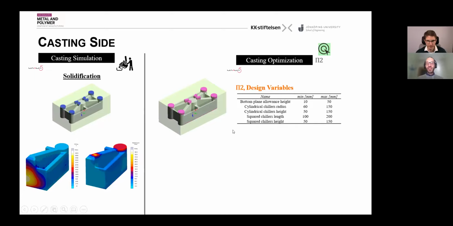So the design variables in that case were just related to the casting process, because all the variables related to the geometry of the components are related to the structural optimization. So we could change the allowances on the bottom part. We could change the shape, the dimension of the round, cylindrical chillers, and the dimension of the square chillers.